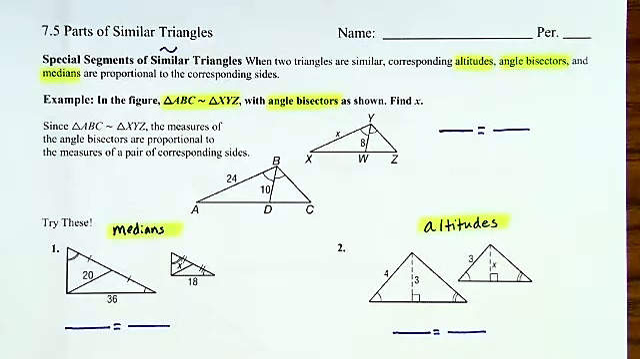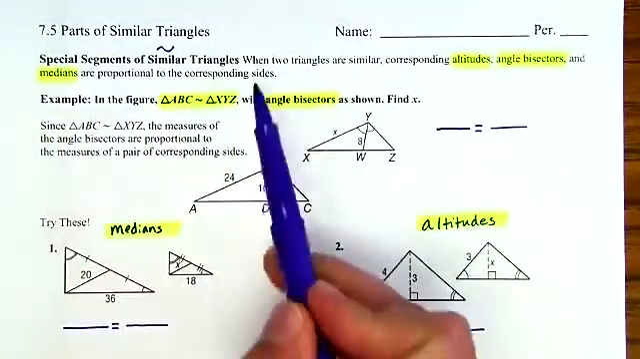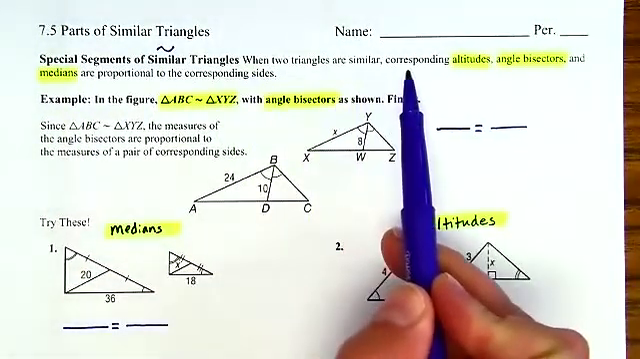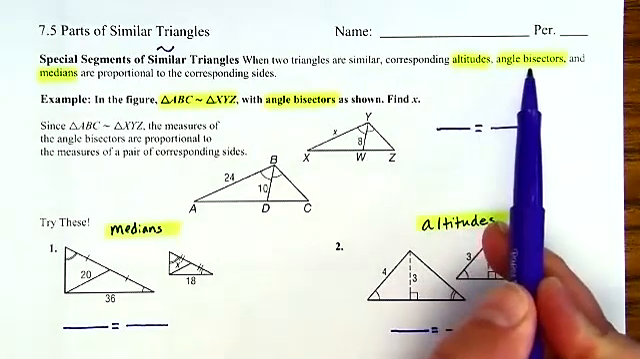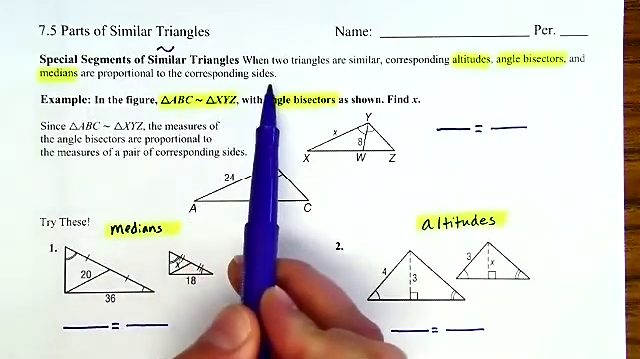Welcome to 7.5 Parts of Similar Triangles. All right, so there are special segments of similar triangles. When two triangles are similar, corresponding altitudes, angle bisectors, and medians are proportional to the corresponding sides.